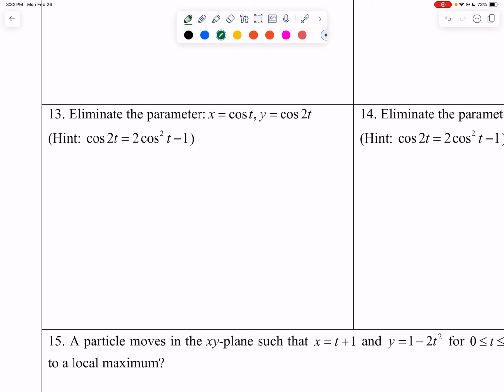All right, so if we are eliminating the parameter, that's just me substituting in what I know. In this case, I know that y is cosine of 2t. I also know that cosine of t is just x. So this one here, not that bad. We just get y is equal to 2x squared minus 1.